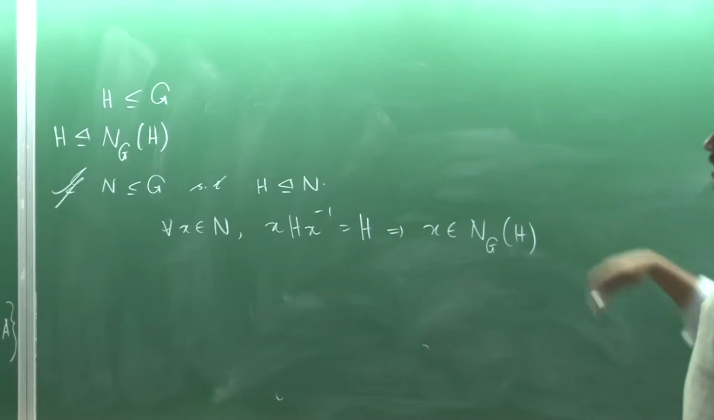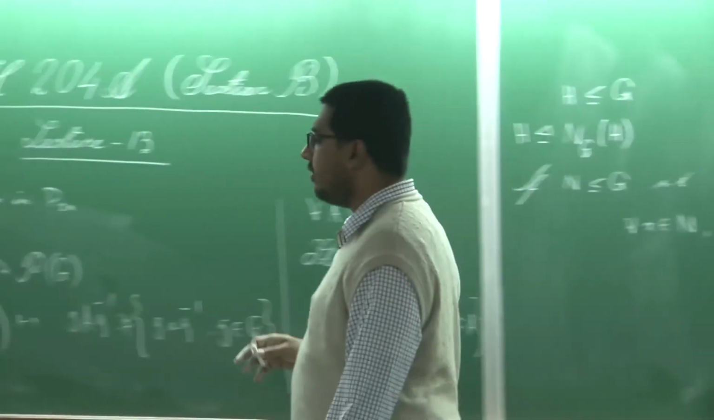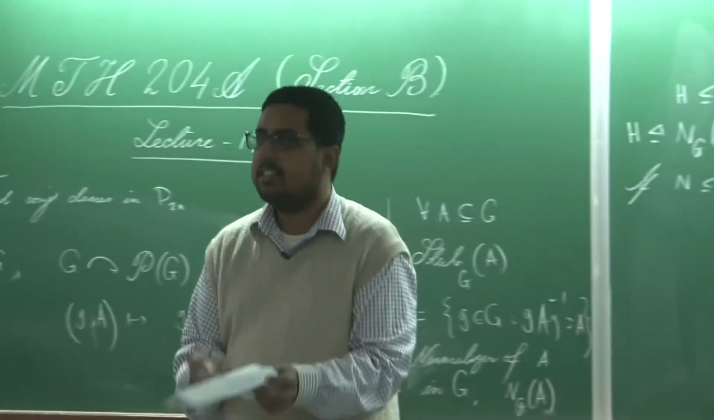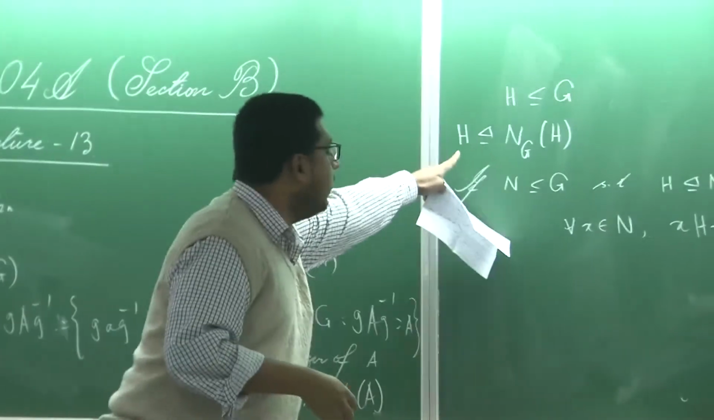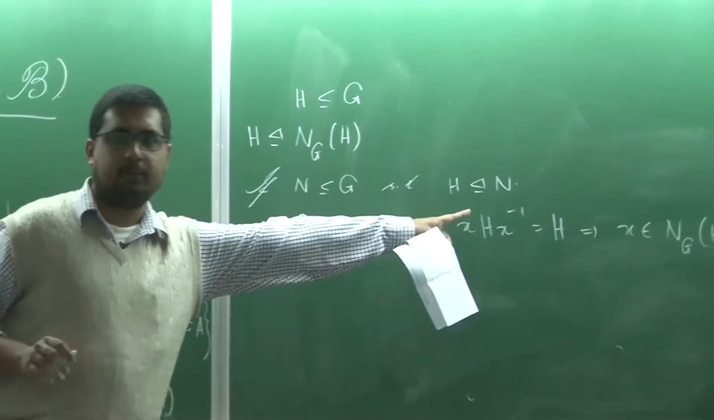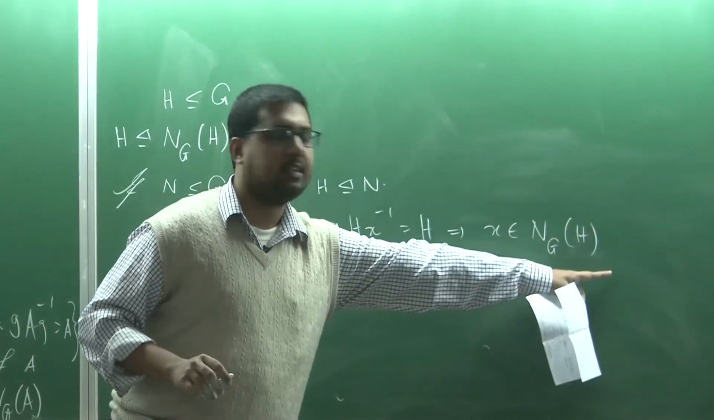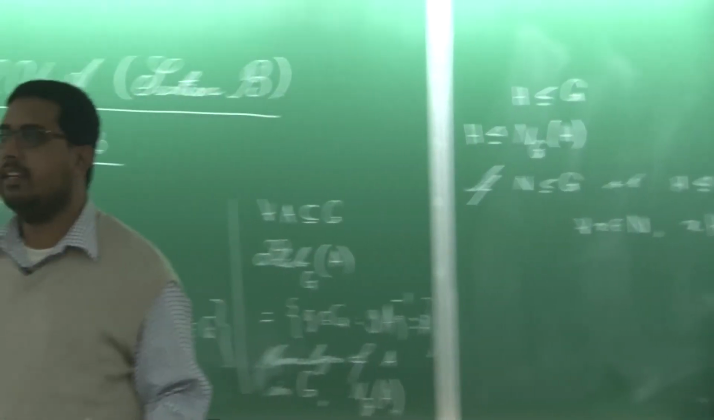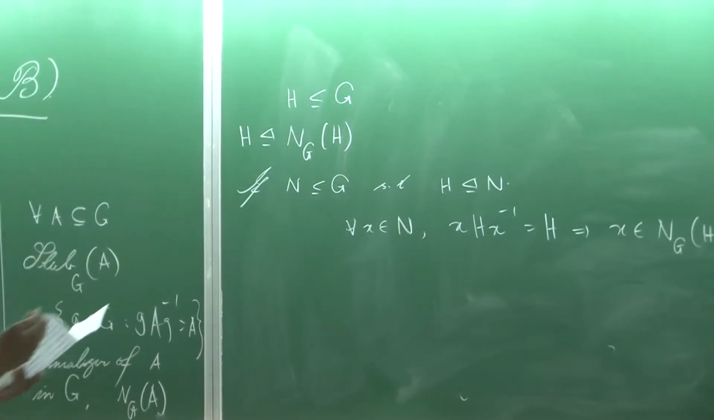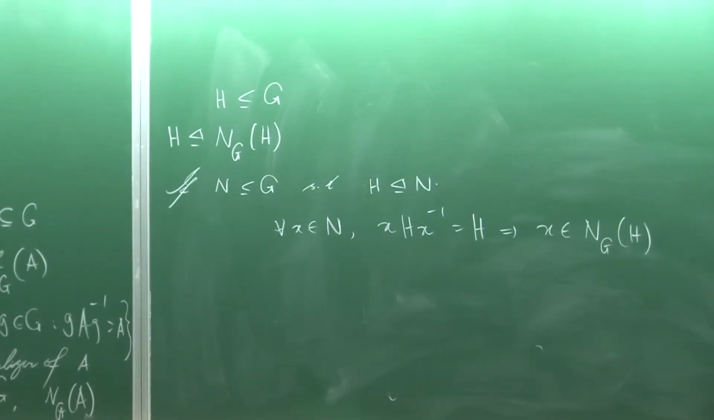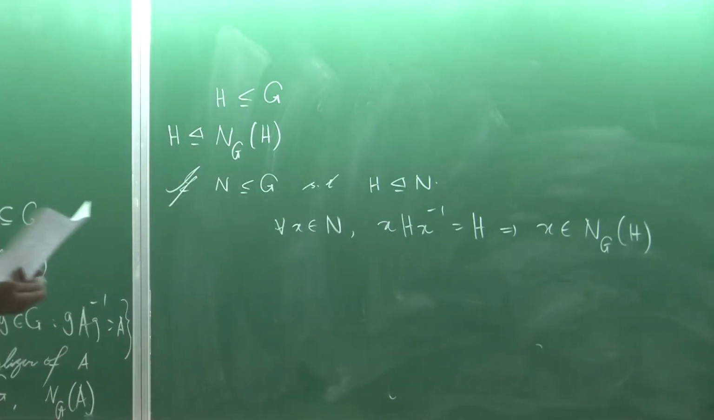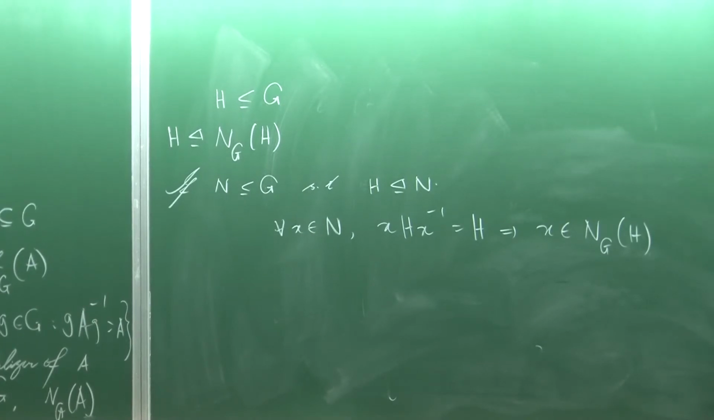So what do these two things show together? They show that given any group G and a subgroup H, the normalizer of the subgroup is the largest subgroup of G in which the given H is normal. Because H is normal in the normalizer, and if H is normal in any other subgroup N of G, then that subgroup N must be contained inside the normalizer. So the normalizer is the largest subgroup of G that contains H as a normal subgroup.